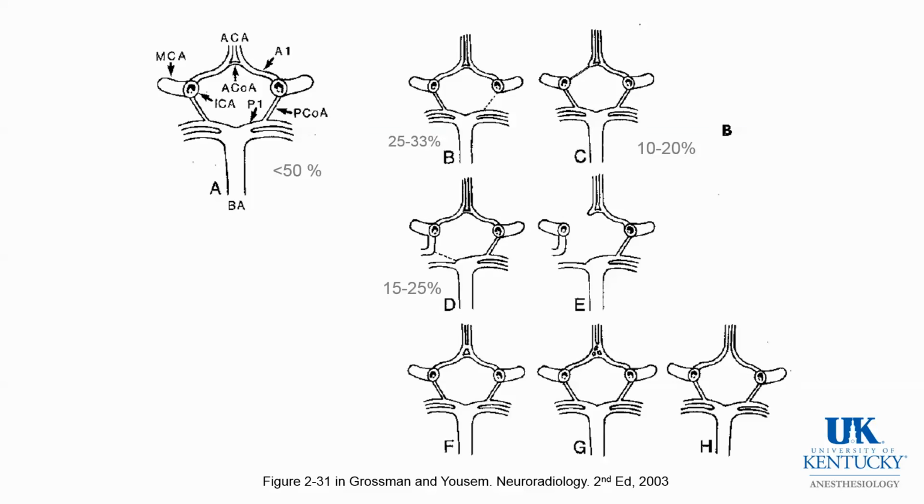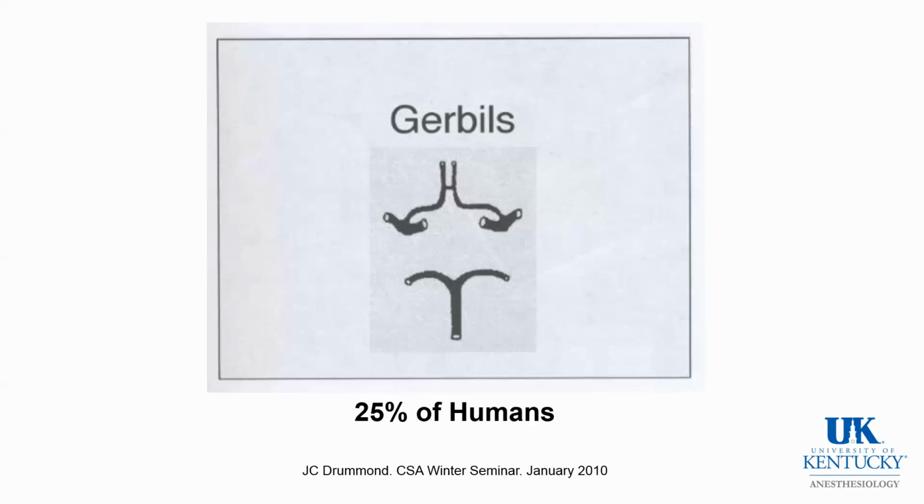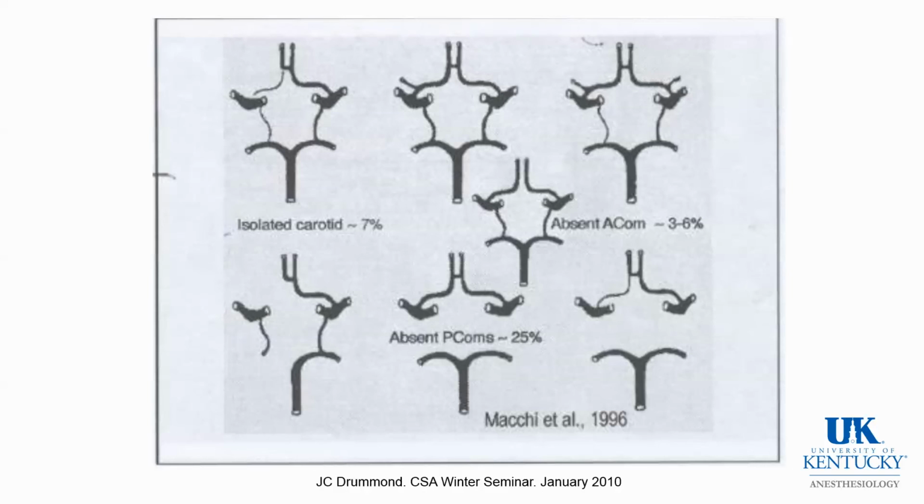This is illustrated in diagram A, a complete circle, as I mentioned, present in less than 50%, and then these other patterns. About a quarter of patients have what's called the fetal circulation, in which there's total separation between the anterior and posterior circulations. This is another illustration of the various patterns that are encountered.